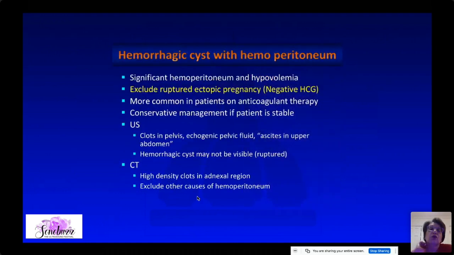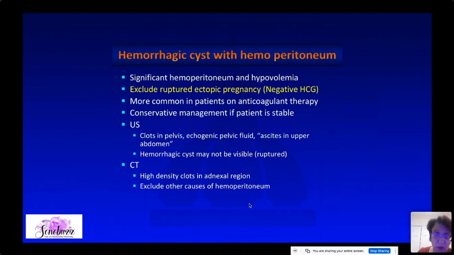So hemorrhagic cyst with hemoperitoneum occurs when there is significant hemoperitoneum and hypovolemia. Of course, we have to exclude ruptured ectopic pregnancy. These patients have negative HCG. It's not common, of course, but I've seen it once or twice every year. It's more common in women that are on anticoagulant therapy. And it's important to recognize this. These patients generally will be admitted and observed. If the patient is stable, they will just be observed. Occasionally, they will have to go in and evacuate the hemoperitoneum.